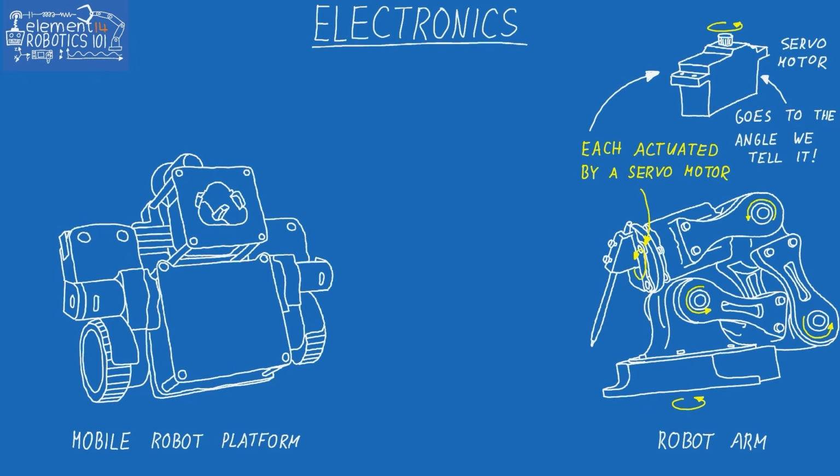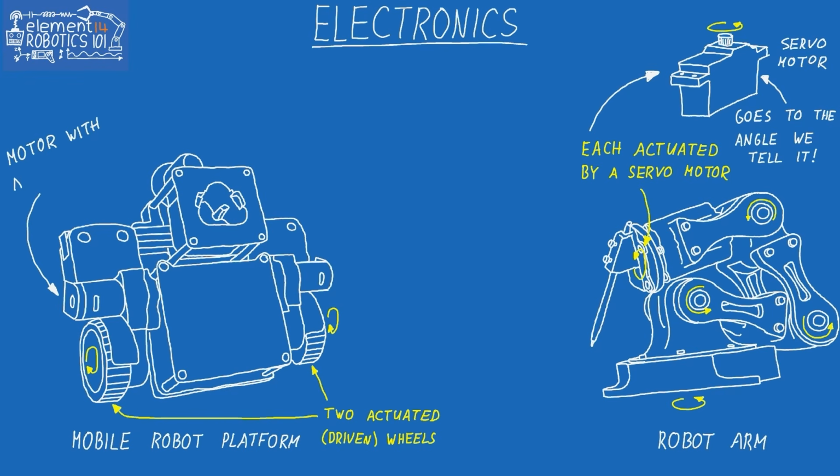To send the signal to the servo motors, we would use a microcontroller. Now, let's take a look at the small mobile robot. These two are actuated wheels, and this type of robot has a differential or tank drive. This means that we control the robot by varying the speed between the two wheels.